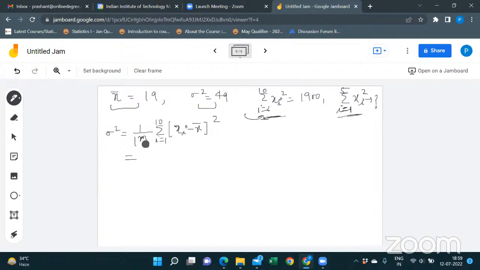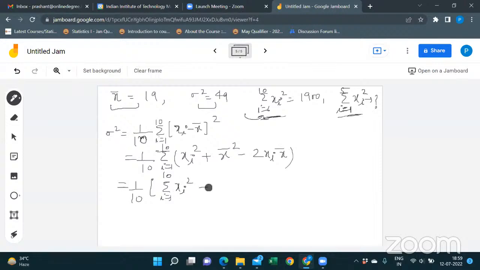So 1 upon 10, summation i equals 1 to 10 of xi square plus x bar square minus 2 times xi into x bar, right? Now I can write 1 by 10 summation i equals 1 to 10 xi square plus summation i equals 1 to 10 x bar square minus 2 x bar summation i equals 1 to 10 xi, right? Till this one it's clear. We have done these things a lot of times.